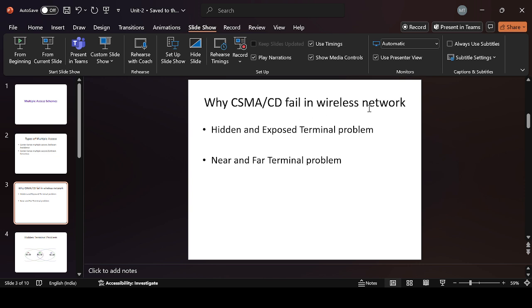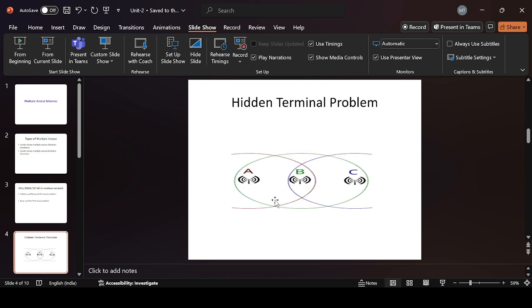There are two reasons. One is the hidden and exposed terminal problem. The other one is the near and far terminal problem. First, we'll discuss what is meant by hidden and exposed terminal problem. So now we'll see what is meant by hidden and exposed terminal problem.